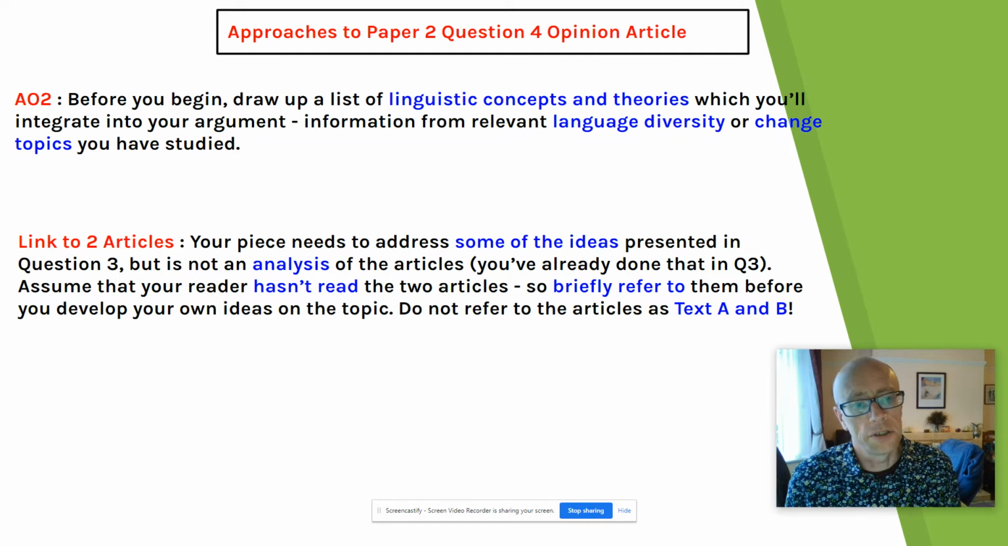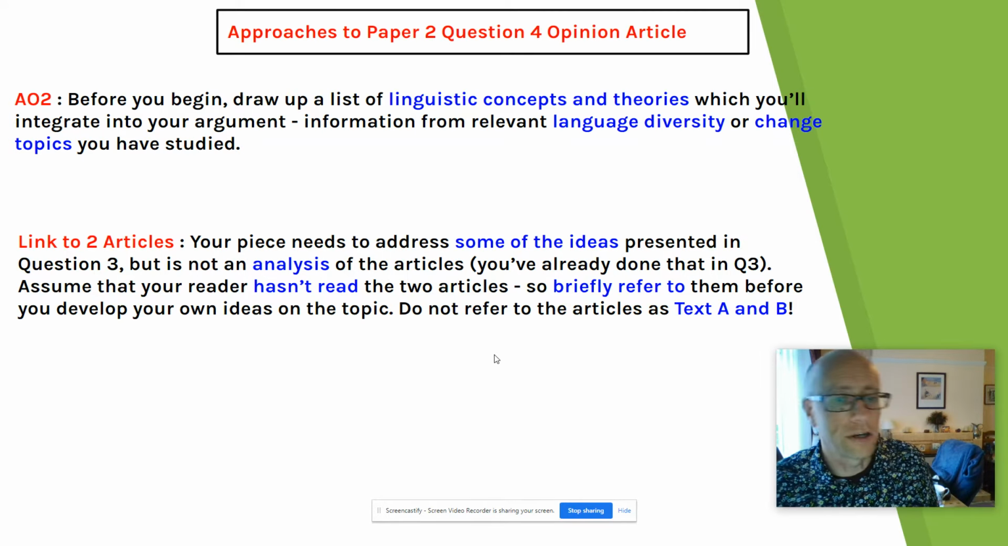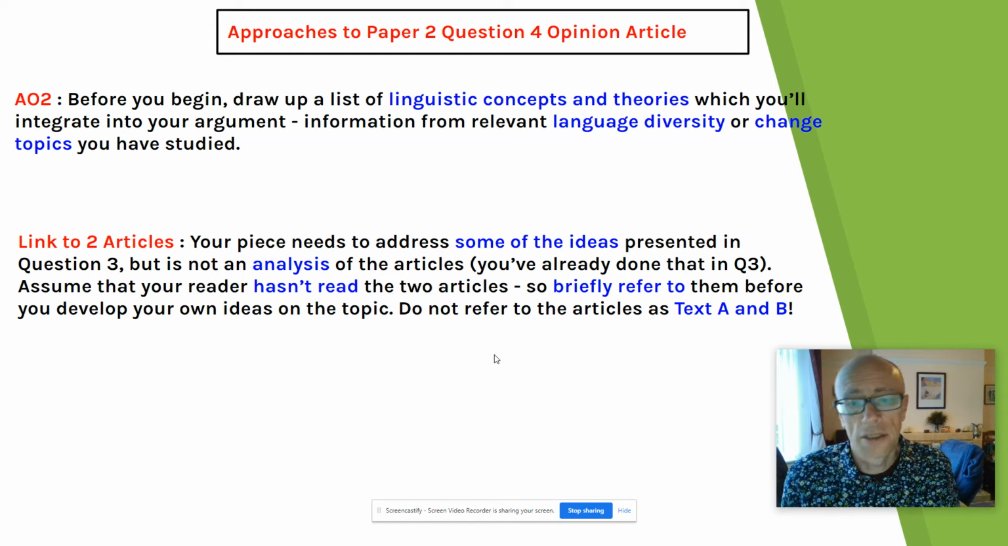Obviously, the article that you write is responding to the 2 articles that you've just analysed in question 3. So you're having to address some of those ideas, but be warned, it's not an analysis of the articles again. You've already done that, so there clearly wouldn't be any point in doing that. And you have to assume that your reader hasn't read those 2 articles. So you need to briefly refer to them before you develop your own ideas on the topic.